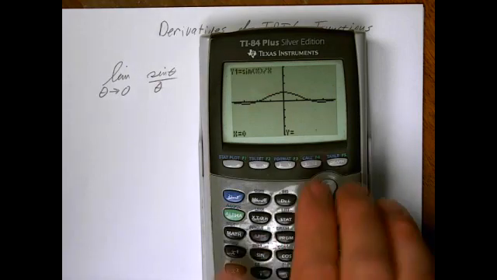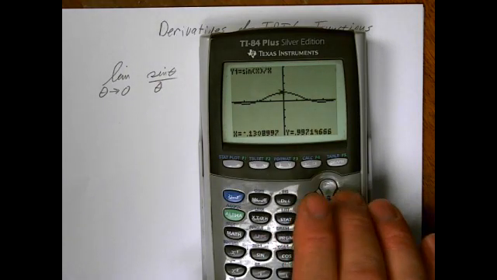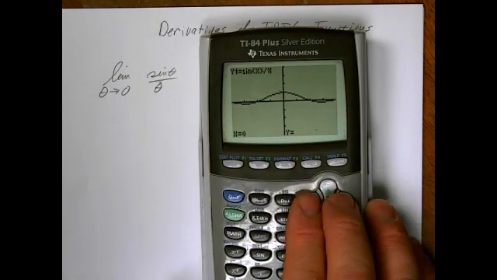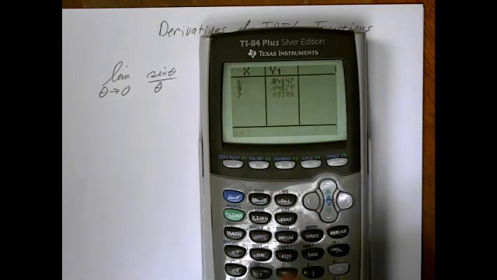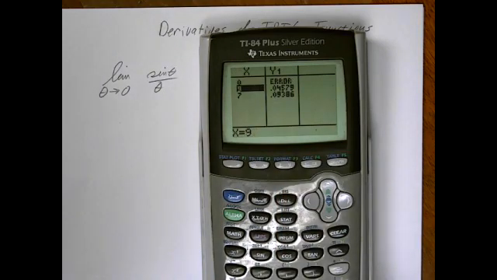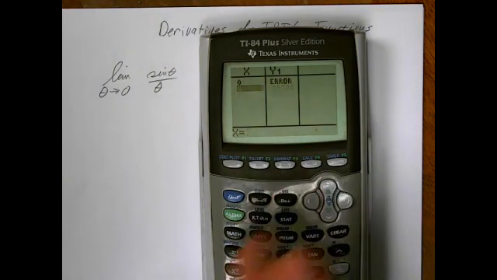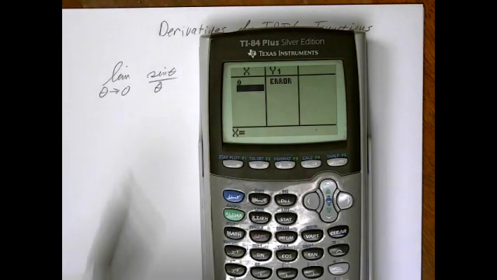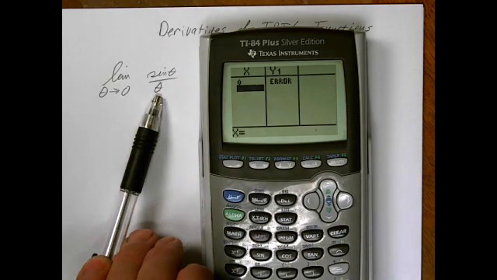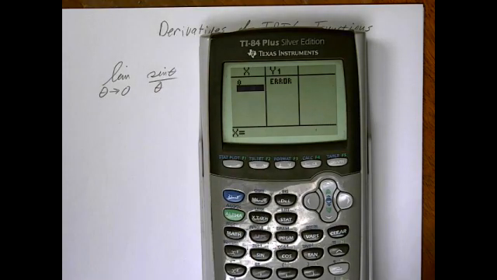I'm going to hit the trace button, and as you can see, at the x value of 0, the function's undefined. As a matter of fact, you could emphasize that by putting a 0 into a table, and it'll simply give you an error message. Of course, the function's undefined. Putting a 0 in the denominator here means division by 0, so we don't expect it to be defined.